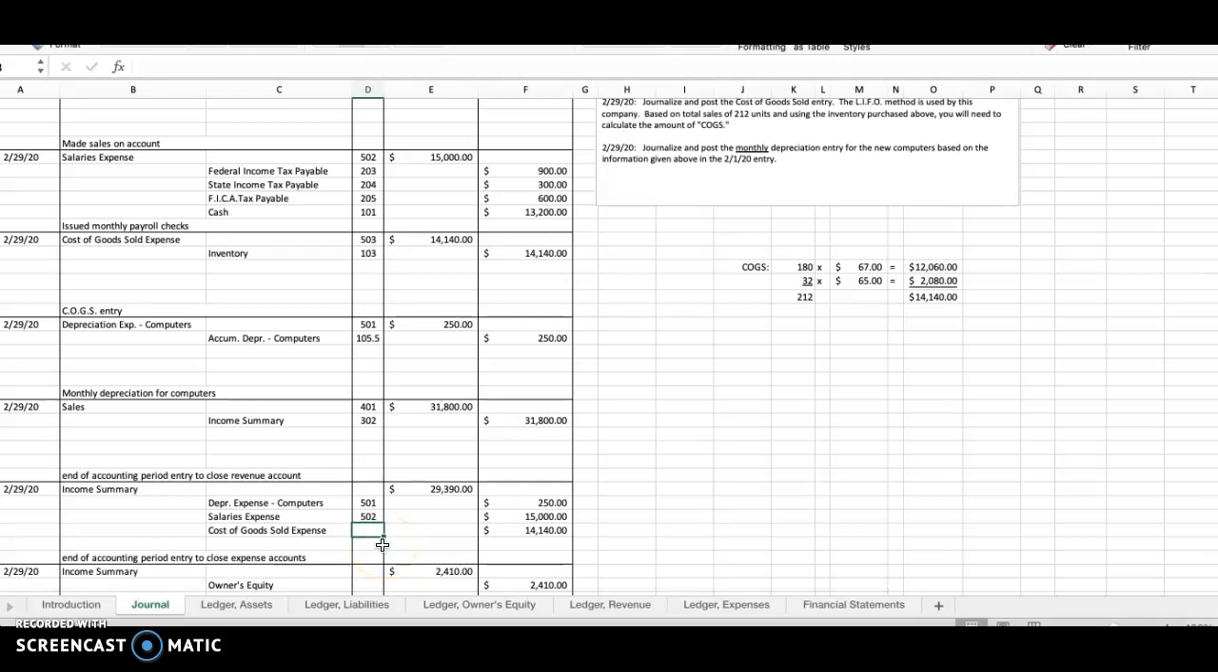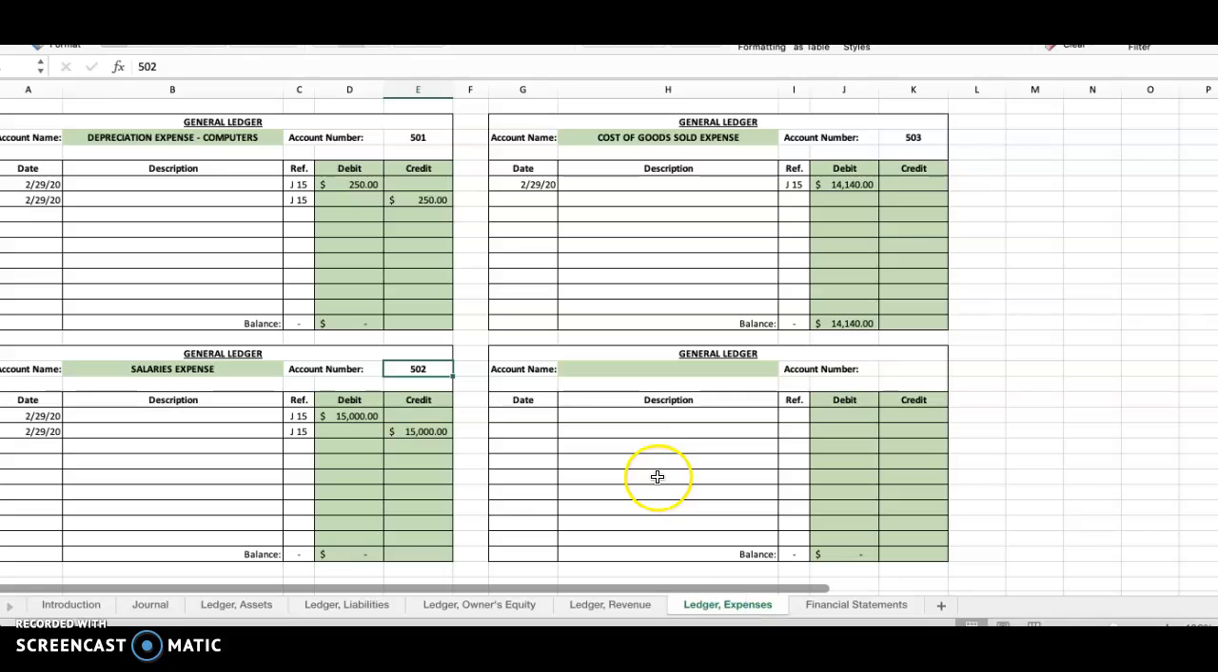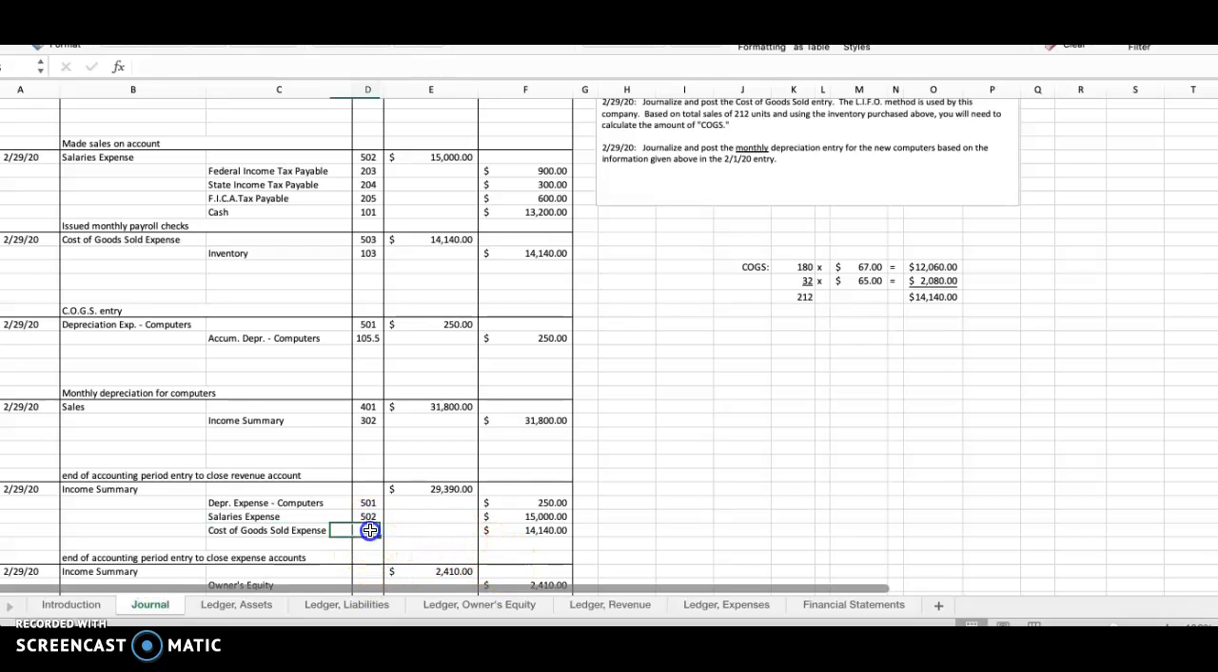And the third and final one, our cost of goods sold expense. Like any expense, it has a debit balance. So I will close it with a credit of $14,140. And that has a 0 balance now. That account number is 503, and that goes into our journal.